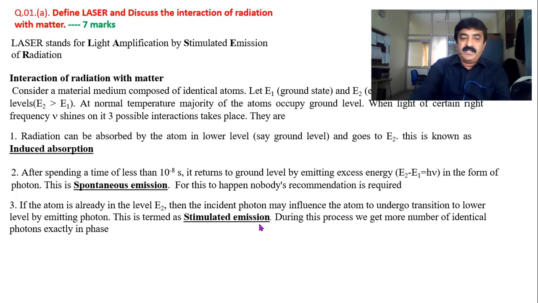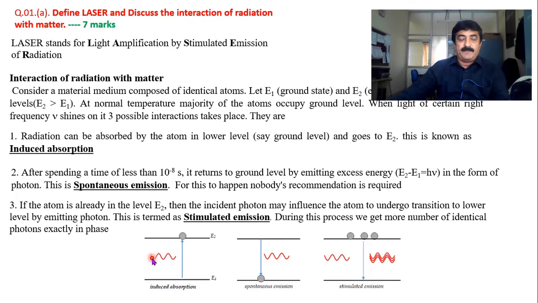These 3 possibilities are diagrammatically represented like this. This is the incident photon, and the atom goes to the excited state. This is absorption. Next, after spending some interval of time, it will come down to the ground state by emitting the photon. This is spontaneous emission. And here atoms are already in the excited state, the incident photon is stimulating the emission, so they all will come down emitting many identical photons. So whatever I explained in words is represented in the form of diagrams.